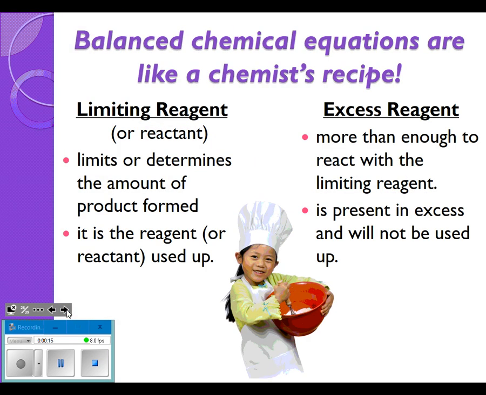Okay, so balanced chemical equations are again like a chemist's recipe, and there's always something that's going to determine how much product you can form. It's actually going to get used up completely, and it's going to be called your limiting reagent or your limiting reactant. You should know that definition. Really, it just determines the amount of product that can be formed.